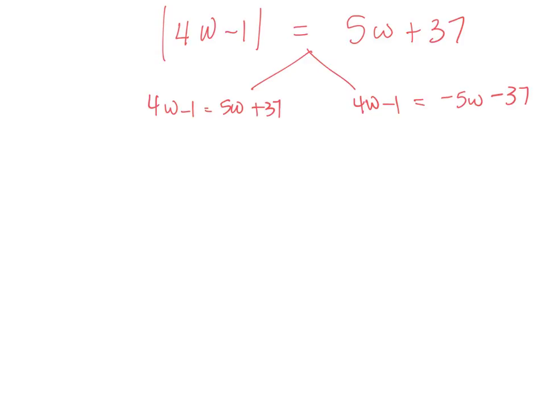Now I want you to leave the w alone by putting all the w's on one side and all the numbers on the other and solving for w. Go ahead and do that. So when I subtract 5w, I get -w equals, when I move this -1 over here across the bridge, 38. So w equals -38. And here I do 9w equals -36. So w equals -4.